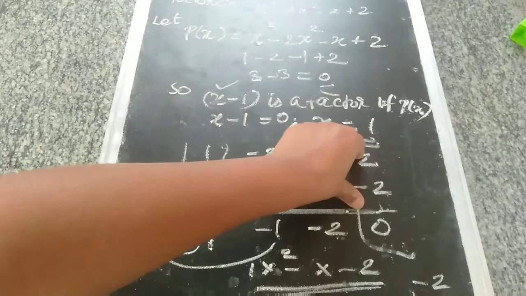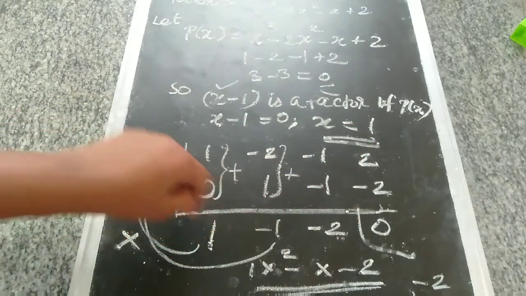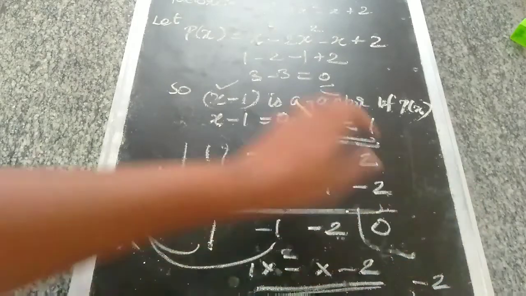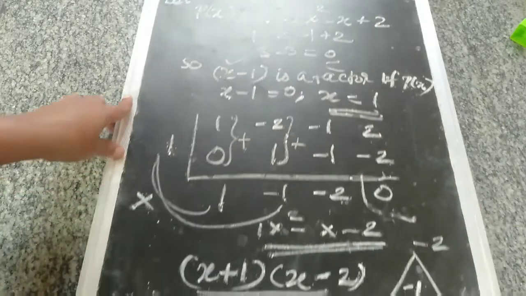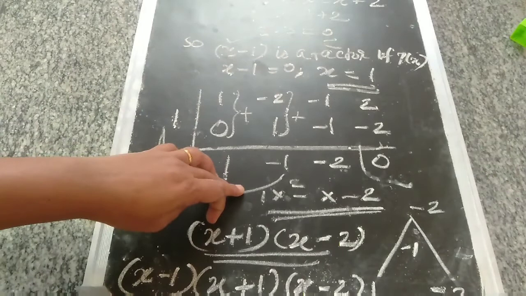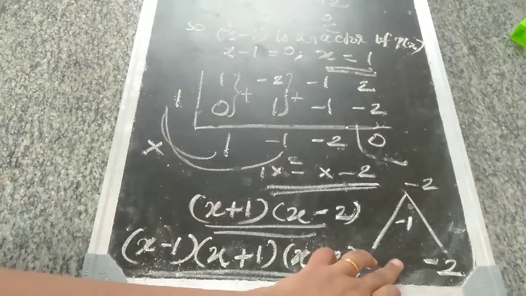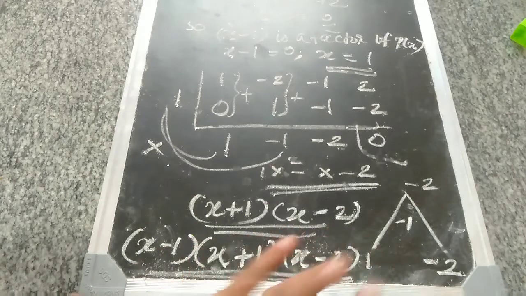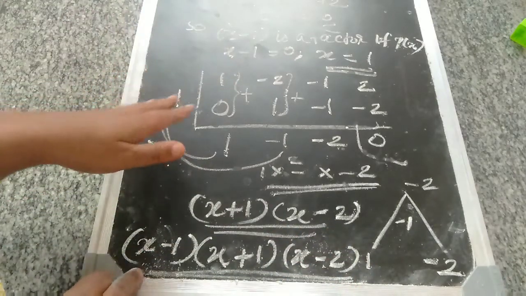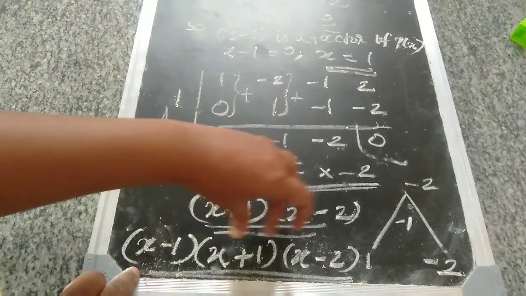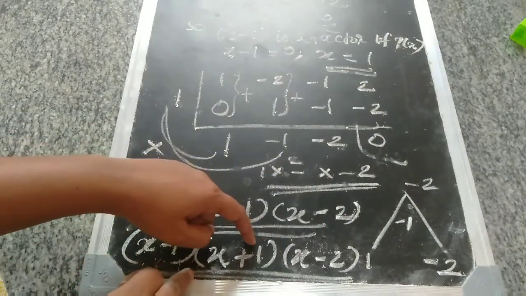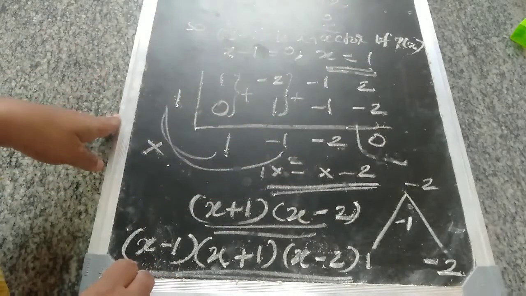These two you should add and multiply here. So the remainder must be 0; only then is this a factor. Write the remaining as a quadratic polynomial and apply this method, the triangular method. Then find out the remaining factors. It is a cubic polynomial, so we got 3 factors. What are the 3 factors? x minus 1, x plus 1 and x minus 2.